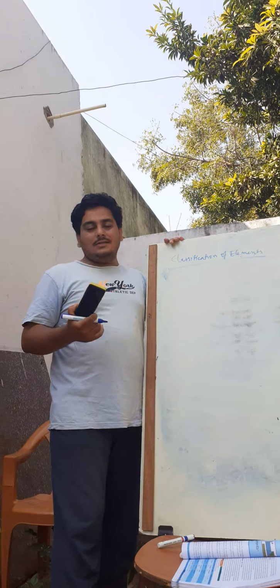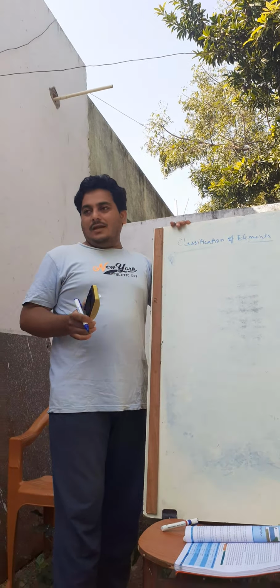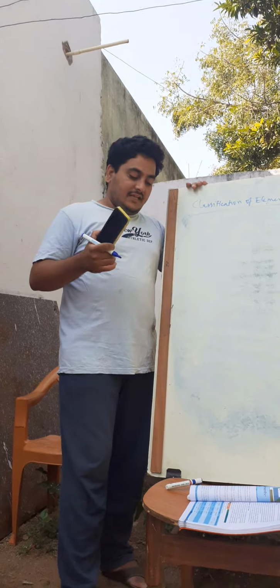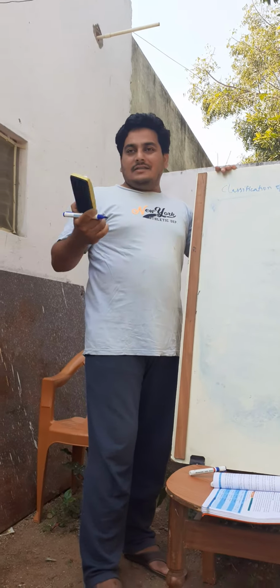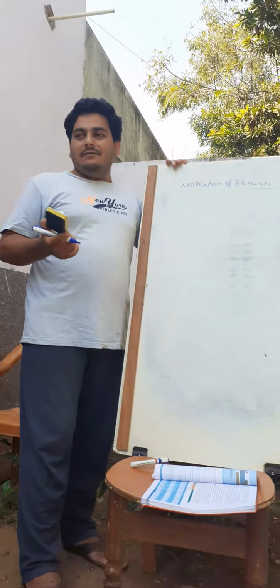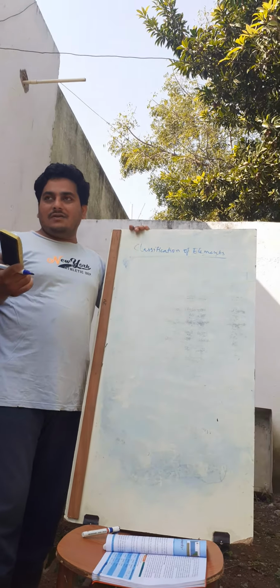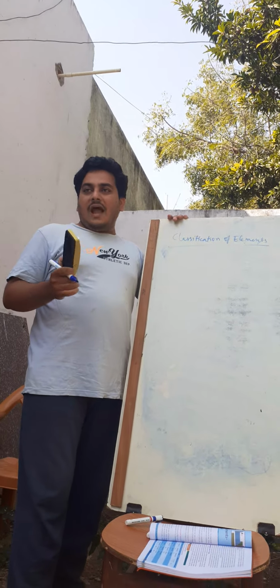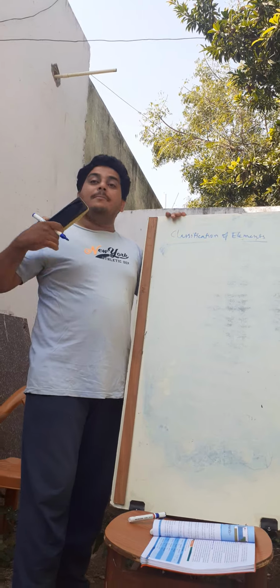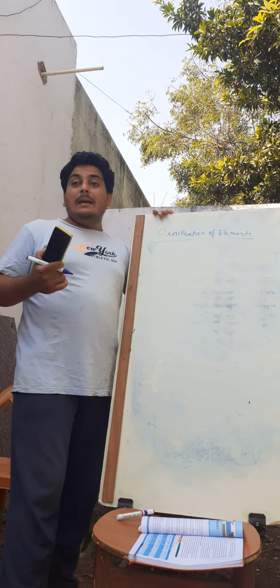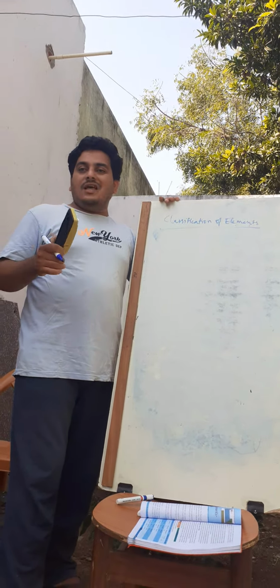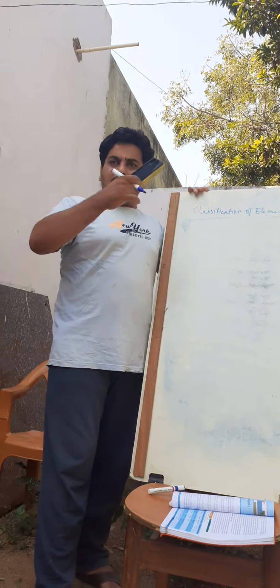How should it be arranged? No one had an idea. They started arranging the elements in different ways. The first basic element was hydrogen. Hydrogen is the building block of elements, meaning that with the help of hydrogen they found many elements.